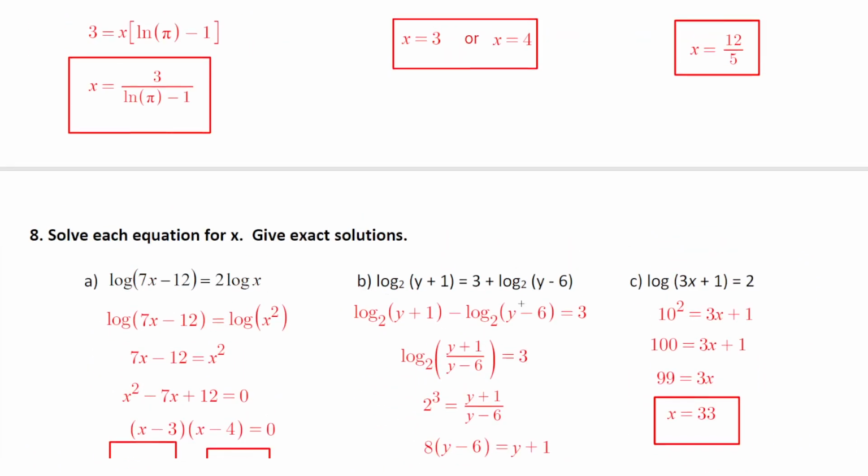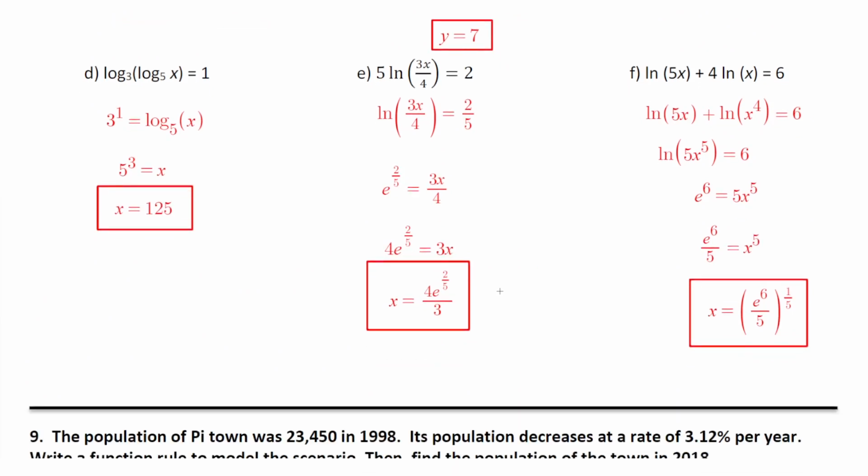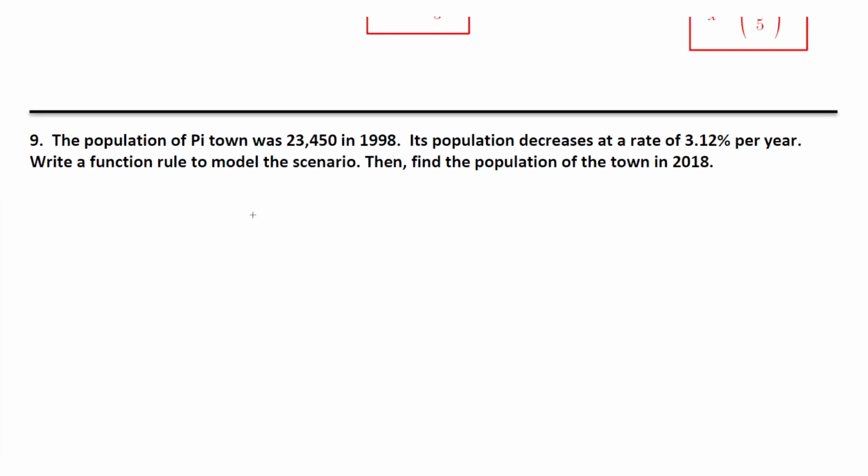Okay, wow. Well, this is a lot of solving we just did here. Pretty intense problems. But we're moving on into the word problems here. Number 9, the population of Pi Town was 23,450 in 1998. The population decreased at a rate of 3.12% per year. I think we kind of missed an opportunity here. If it was Pi Town, this is 3.14. That'd be cooler. But all right, whatever. 3.12% per year. Write a function rule to model the scenario and find the population in 2018.